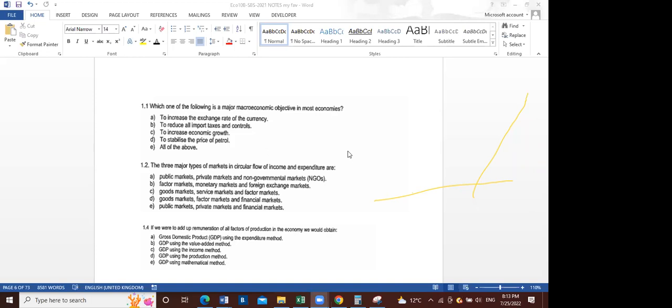So two people are saying A. A is saying gross domestic product using the expenditure method. All right, let's see if there's anyone else with a different answer. Those that have typed are still saying A. Anyone else with a different answer? Okay, C. Someone is saying C. All right, C is gross domestic product using the income method.